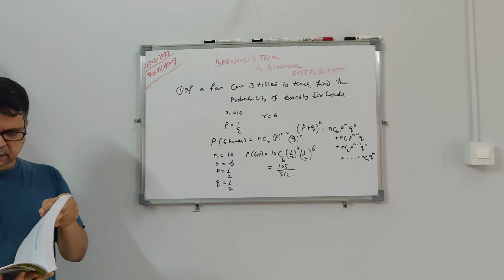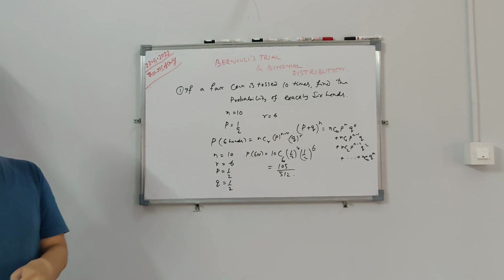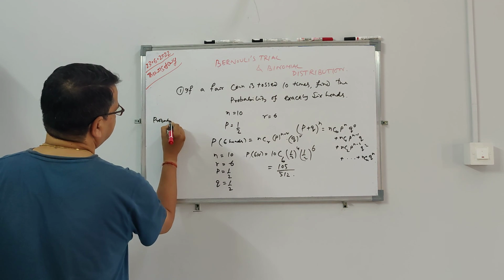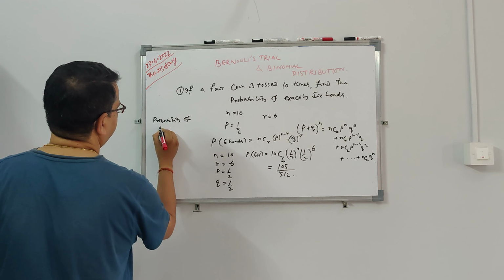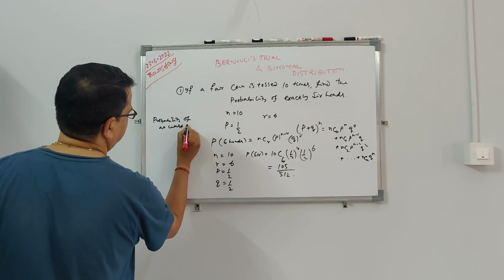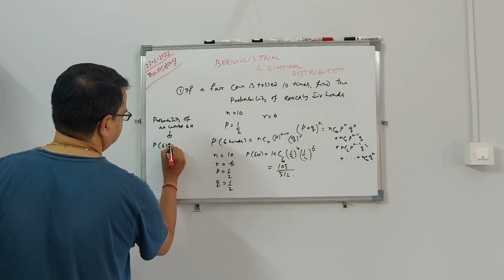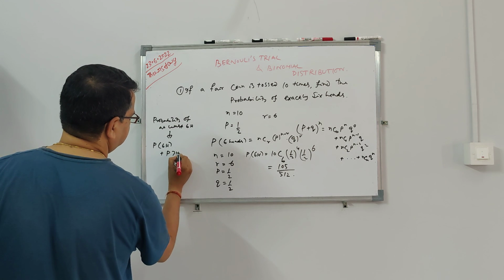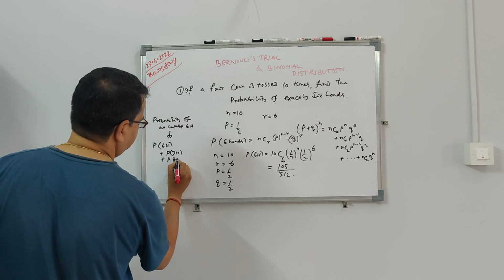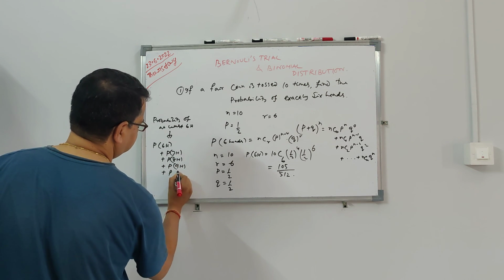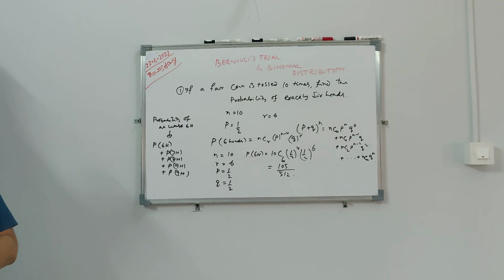Then some other questions can be the probability of at least 6 heads. Probability of at least 6 heads is nothing but probability of 6 heads, then probability of 7 heads, probability of 8 heads, plus probability of 9 heads and probability of 10 heads. So that's for at least. That is the meaning of at least. At most means it will start from 1 head till 6 heads.